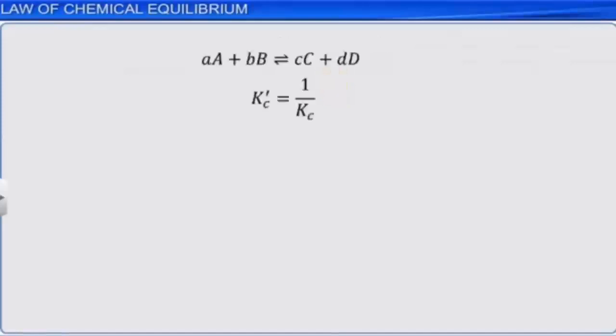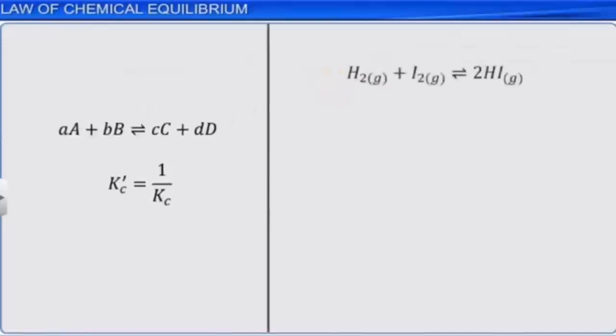Let us prove this with an example. Consider the reversible reaction of hydrogen and iodine combining to form hydrogen iodide. The equilibrium constant for this reaction is written as Kc equal to the concentration of the product, hydrogen iodide, raised to the power of 2 divided by the product of the concentrations of the reactants, hydrogen and iodine. Let us say this is equal to x.